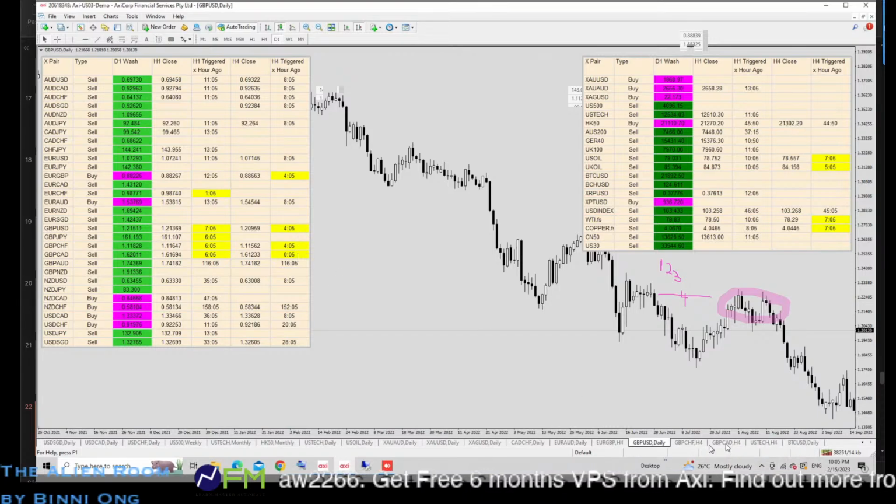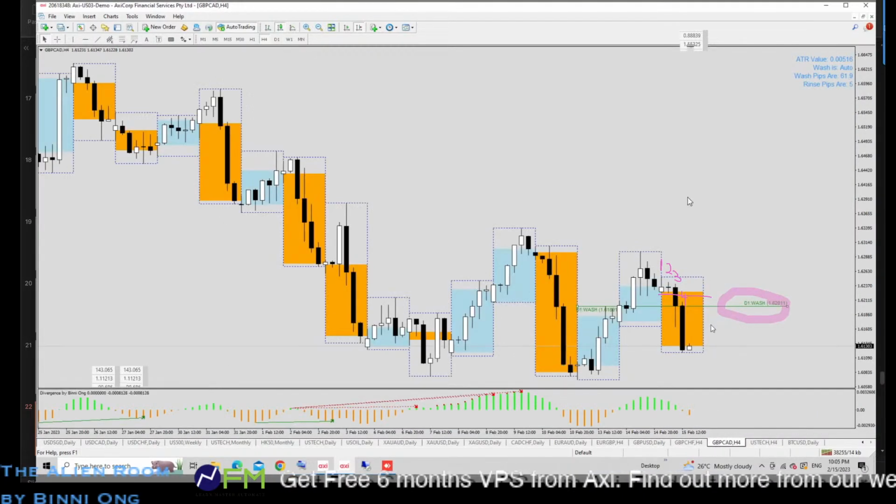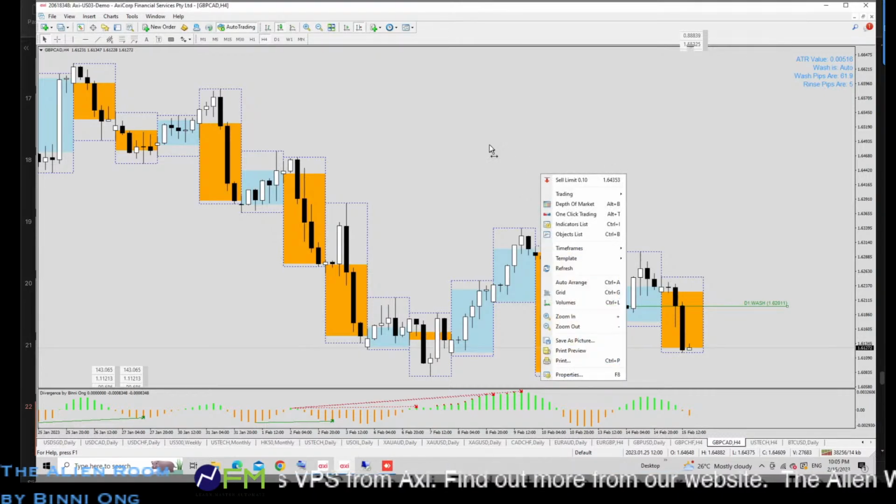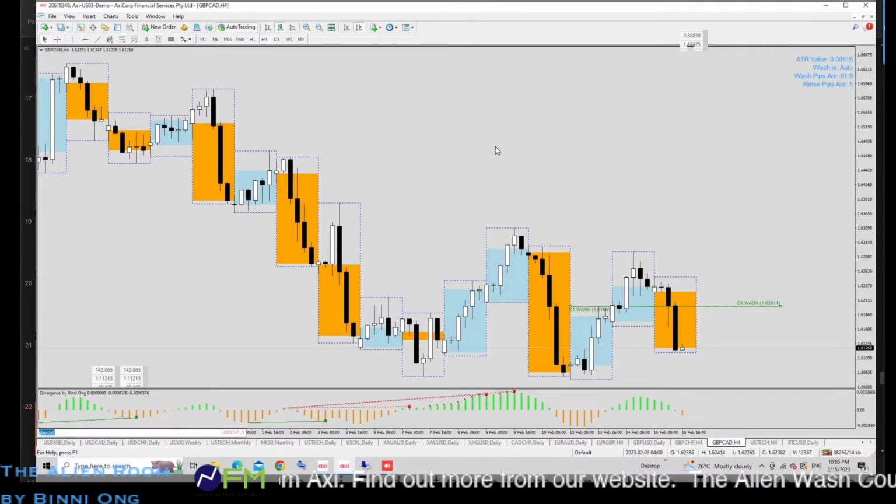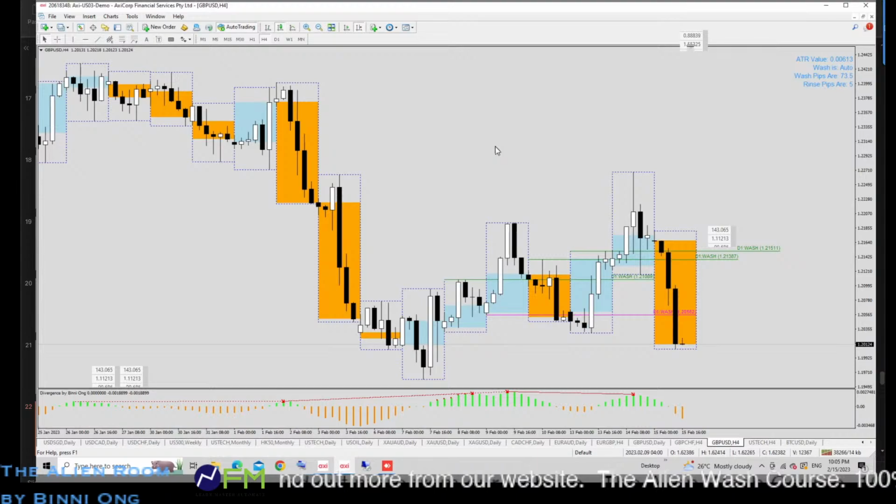Probably the signal came earlier for the other pairs. Okay, so we can also check out the other pairs. With the dashboard, it becomes very easy for you to identify trade. You don't really need to look for them. They come looking for you, right? So let's take a look.